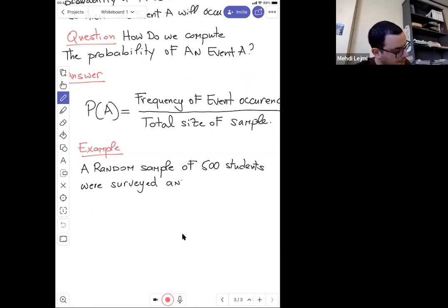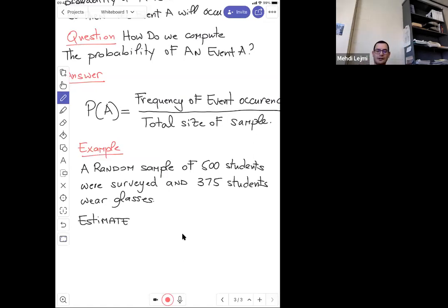Actually, 375 students wear glasses. Okay, so out of the 500, 375 students actually wear glasses. Okay, the question is: estimate the probability. So what will be the probability that a random student wears glasses?